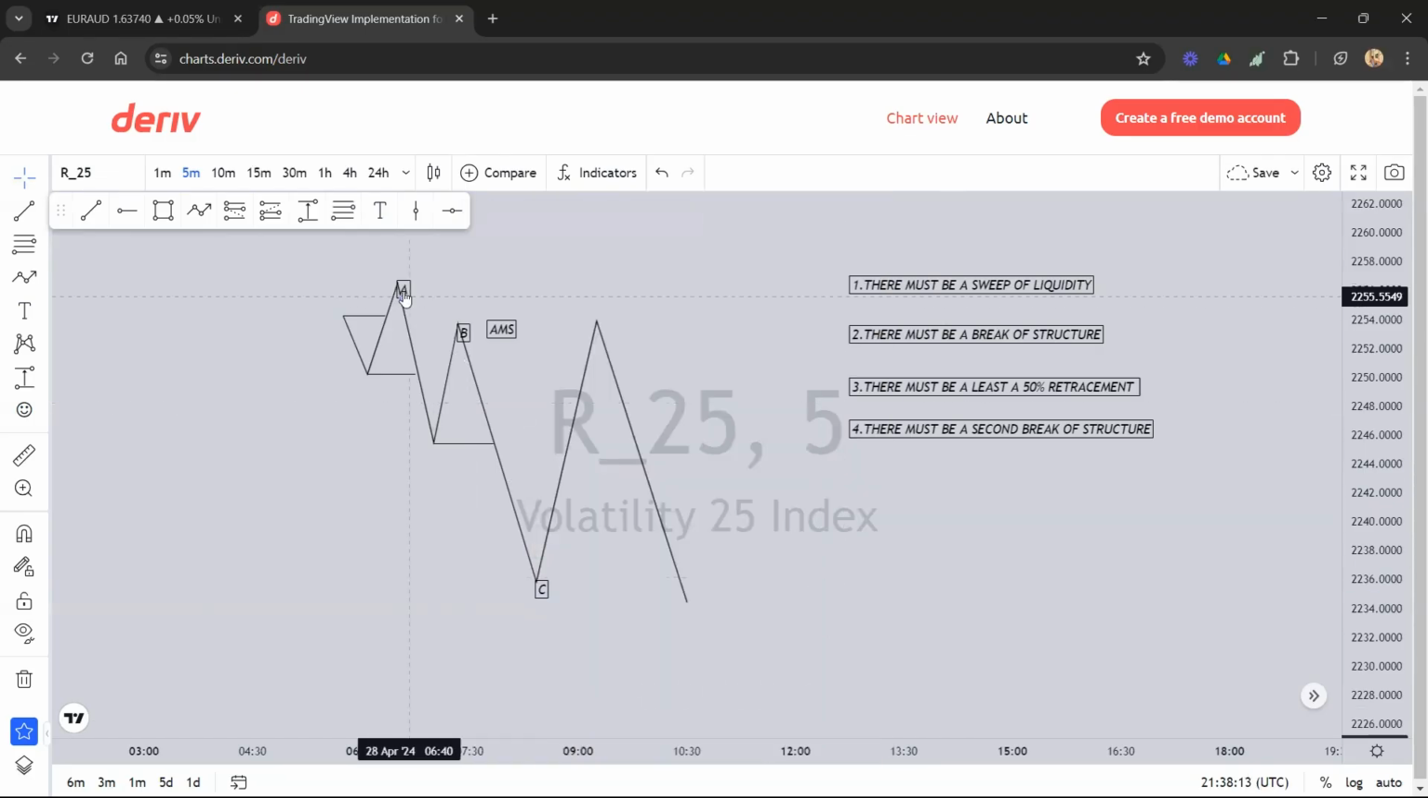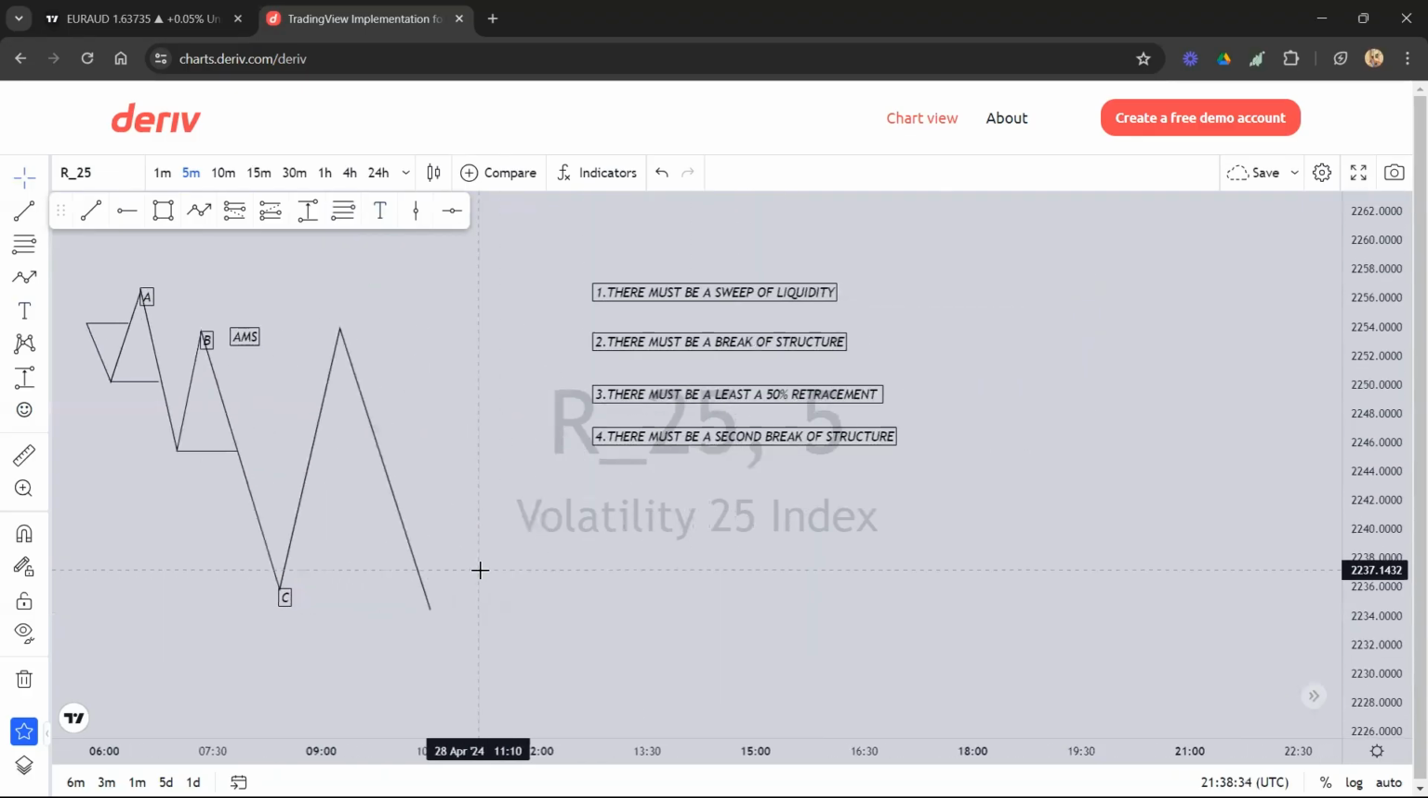So you can see we have our point A, point B, and point C. Now, when the market gives us a second break, price must come back to what? Our point B, within our point B, and then what? It's going to either sell off or buy off. So this is an example of a sell move. Let me draw a buy move.